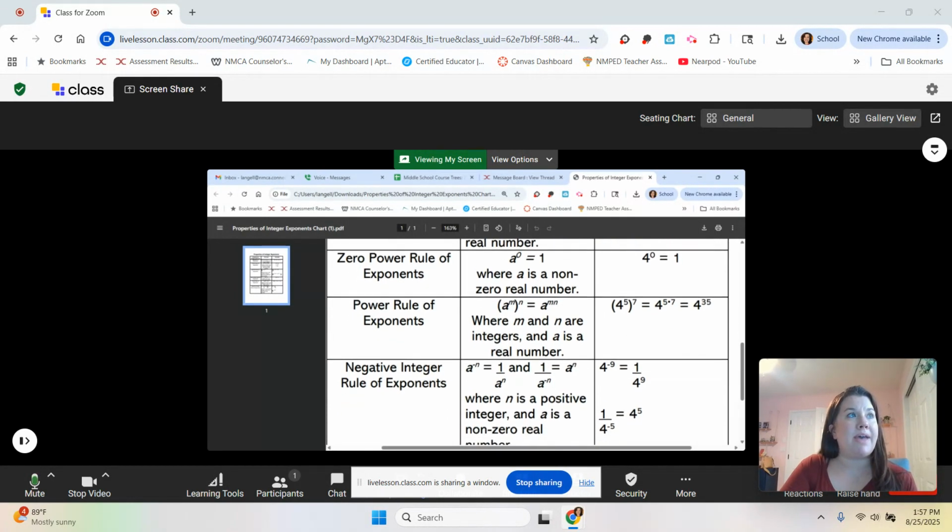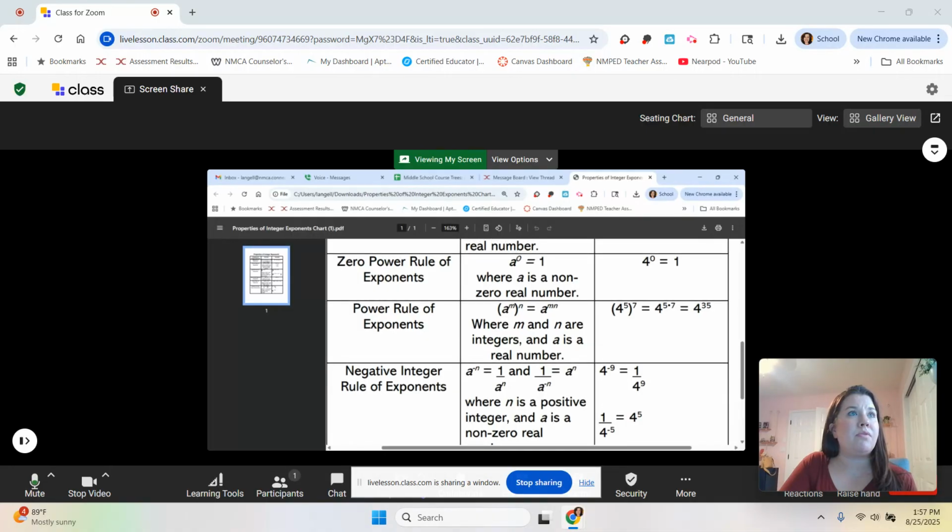Power rule of exponents. So again, this is when there is a base taken to an exponent inside of parentheses, and then that entire thing is taken to another exponent, you can multiply the exponents together.